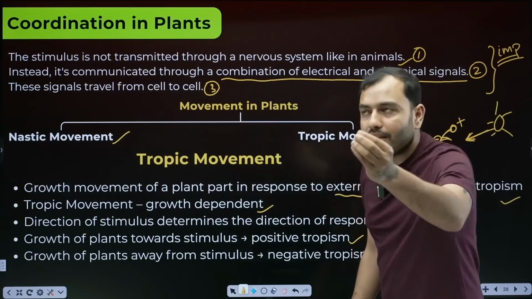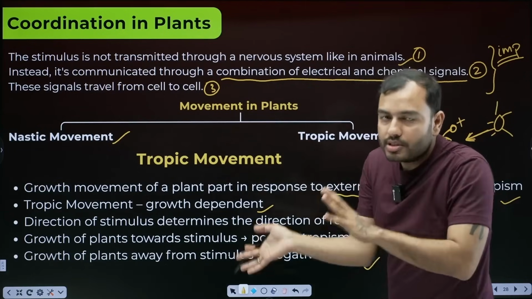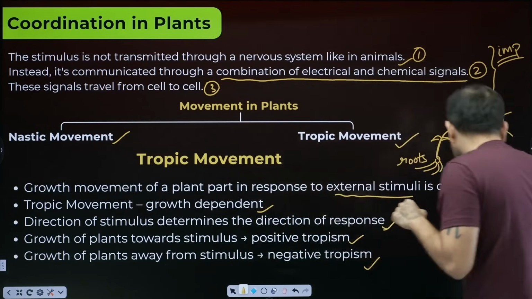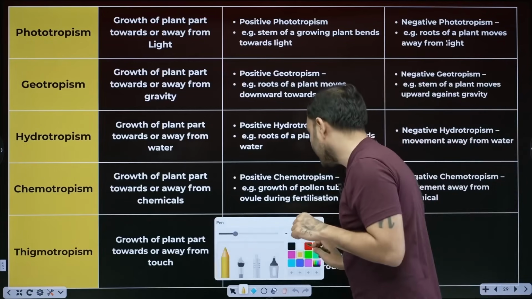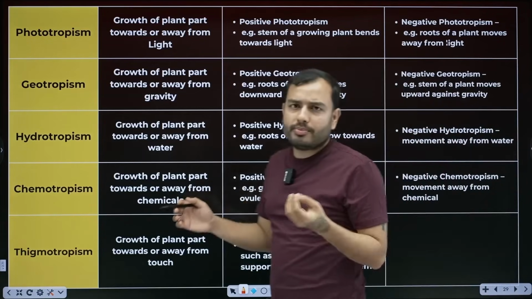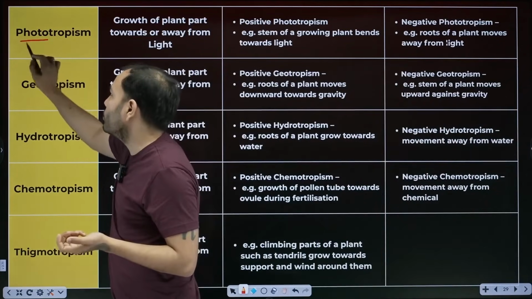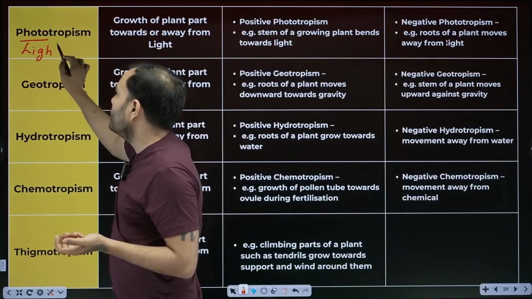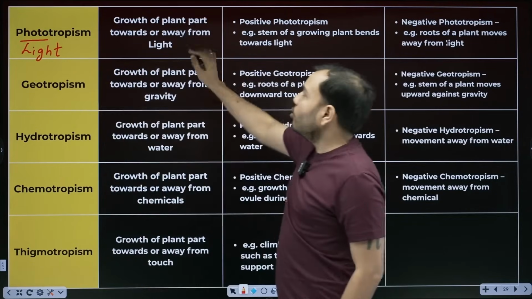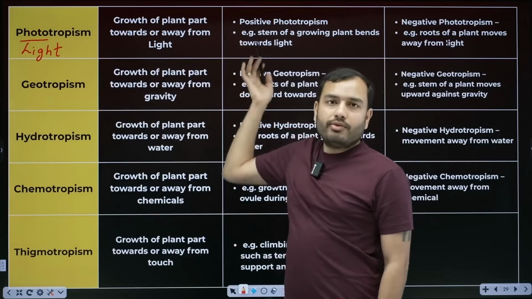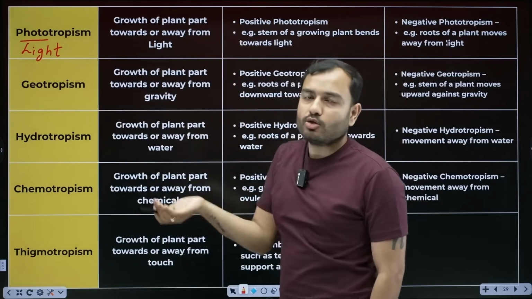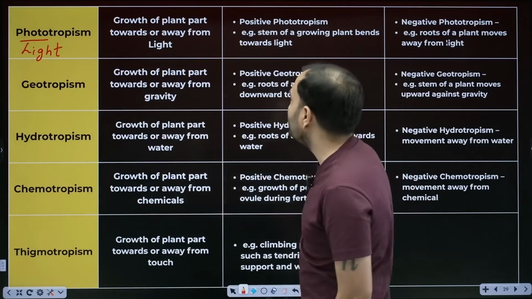Now we have to study different stimuli and their positive tropism and negative tropism, and you just have to memorize them. The first is phototropism. Whenever I say photo, it means photon, that is light is being talked about. So phototropism means the growth of a plant part towards or away from the light.